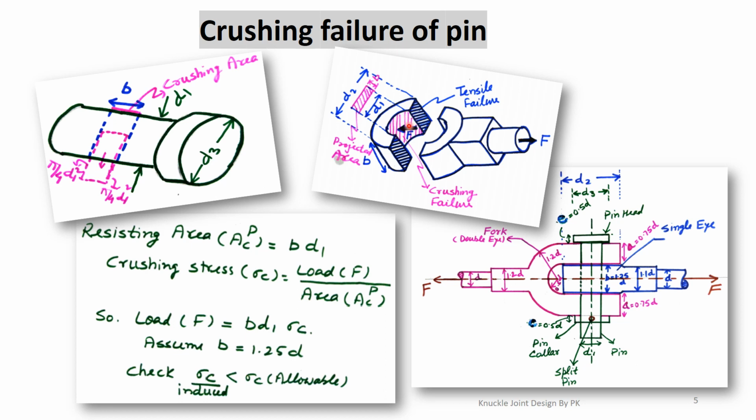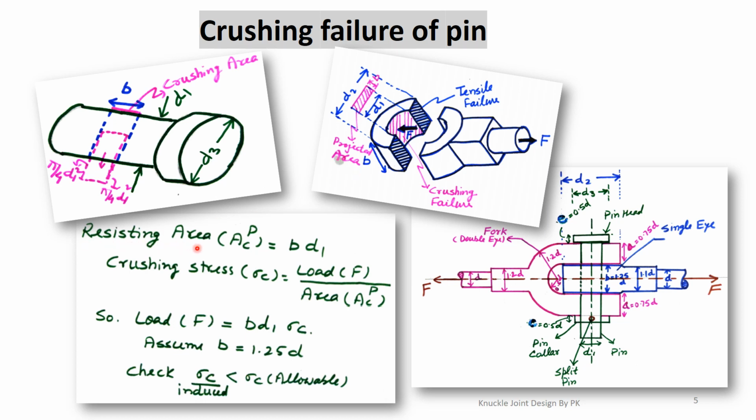Okay, so this area is in contact with the pin, so the pin can also fail in crushing mode failure. So how much is that area? Because this is the curved area, we can take the projected area. The width of this is B and the diameter is D1, so the projected area is B into D1.